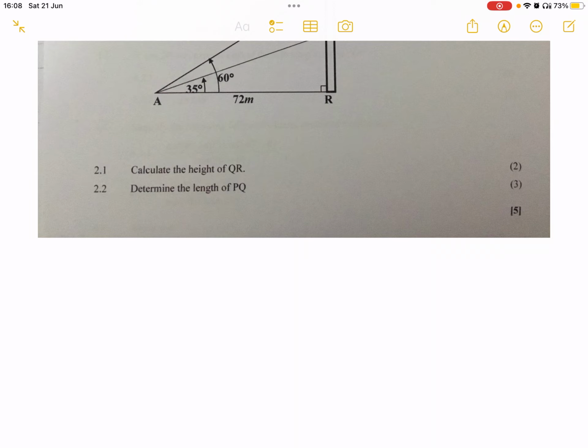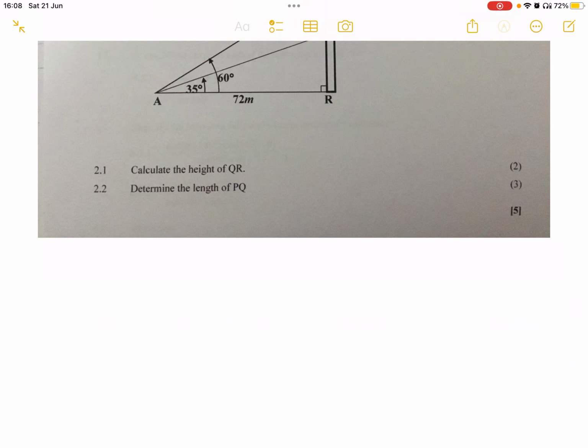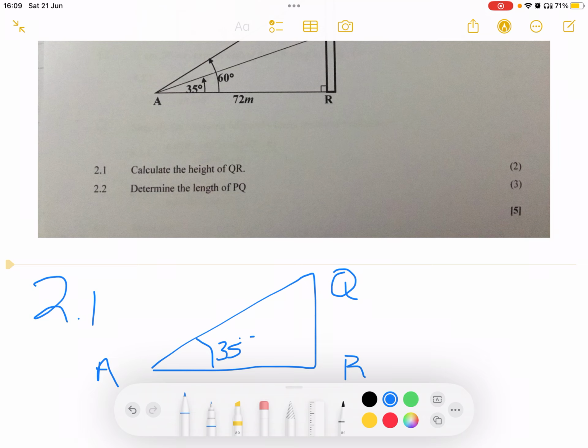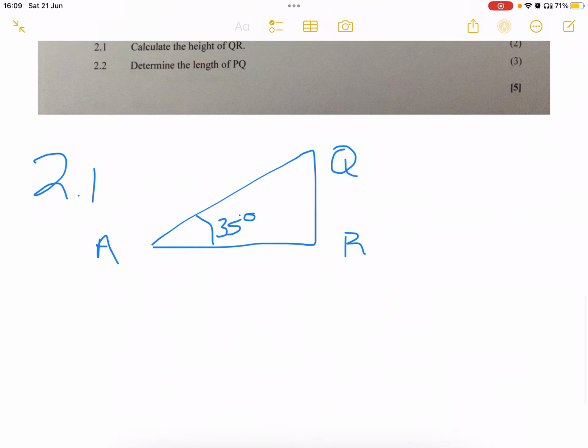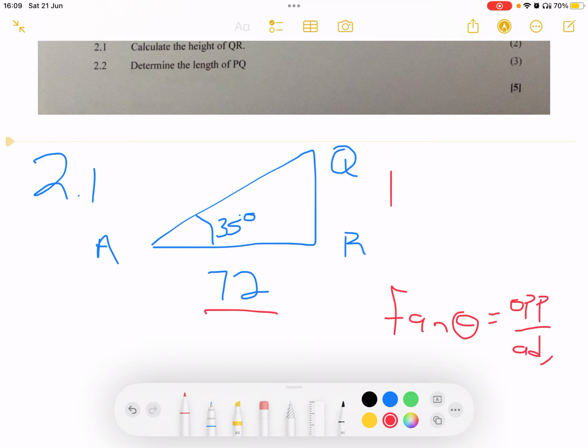We have been given a diagram that looks like this, but we first have to extract triangle QAR, of which QR is a part. So we first have to redraw triangle QRA, which has an angle of 35 degrees and a length of 72 for AR. Now we have to check which ratio combines the adjacent side with the opposite side. That's tan of an angle theta, which is equal to opposite over adjacent.